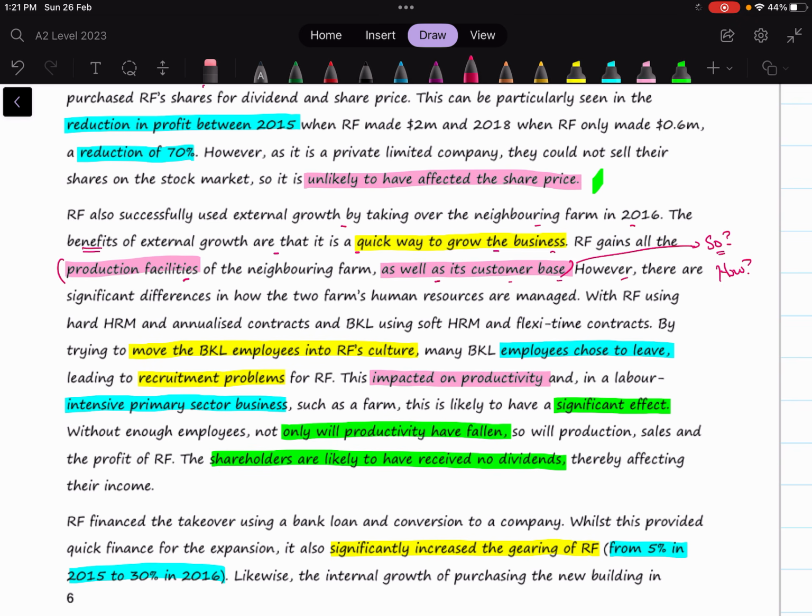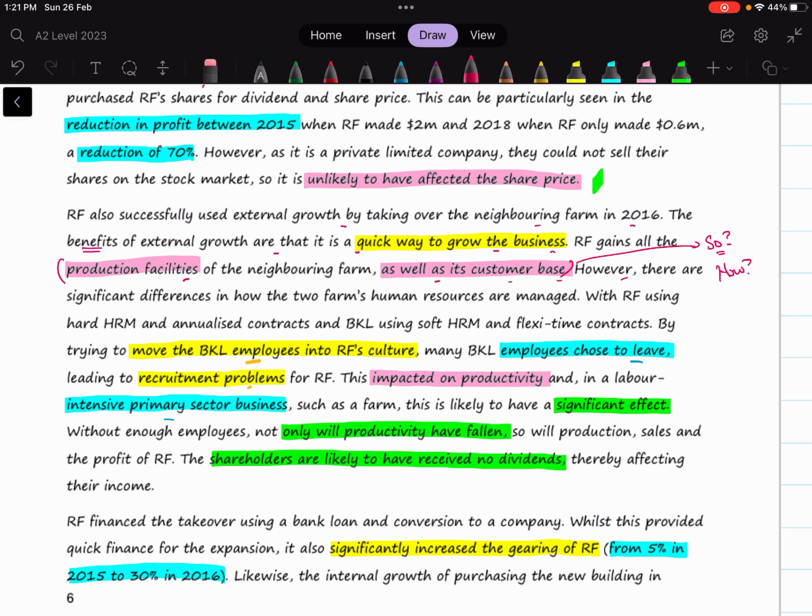So there seems to be an absence in the chain of analysis that could have been brought into this particular response. However, there are significant differences in how the two farms' human resources are managed. Now the candidate moves on to talk about the differences in corporate culture that we discussed in pretty much detail while we were dissecting and reading the case. So you will get marks for knowledge, as you can clearly see here. And since different pieces of information are linked together, you will get marks for application as well.